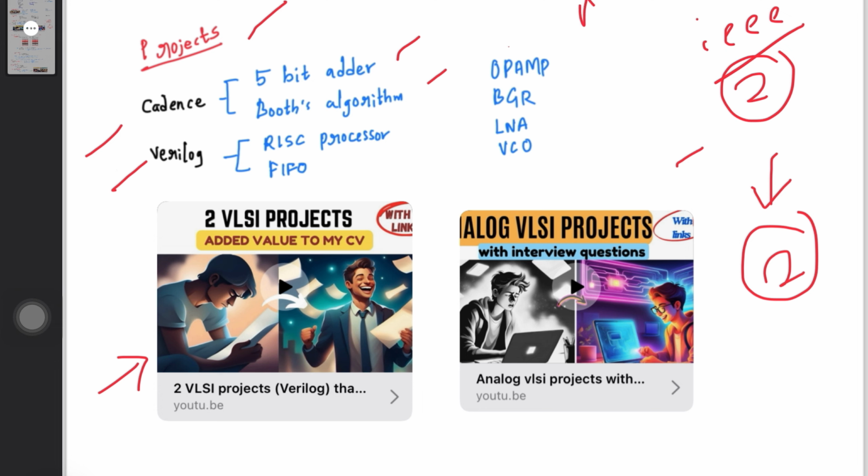And for the analog VLSI profile, we can do projects like OPAMP, BGR, LNA, VCO. By doing this, you will get an idea of how to design a block from a paper and implement it in tools like Cadence or Synopsys till the layout. And one tip here is, in case you are including a Cadence project, I recommend you include at least one project till the layout. This will add a lot of value to your CV.